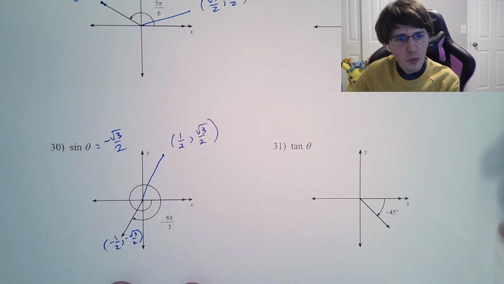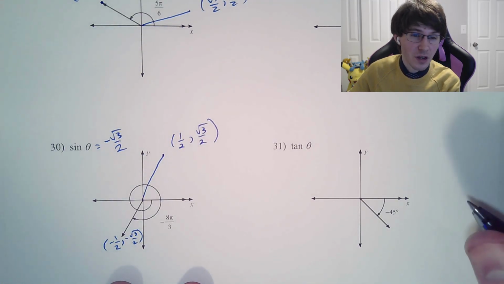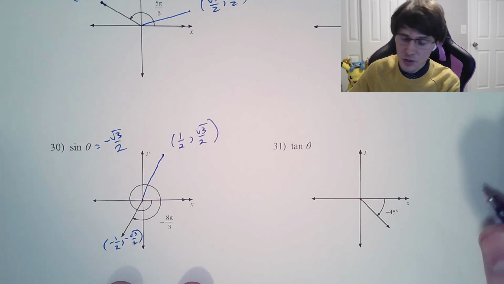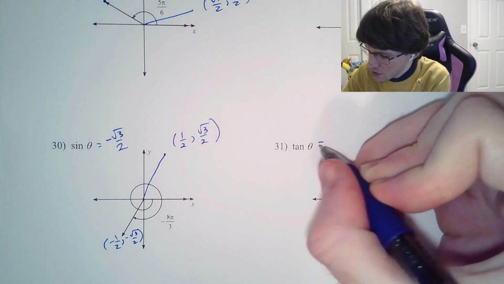I'm not going to go through the whole process on this last one, number 31, but we have that 45-degree angle. A couple different ways to do it. Use that unit circle. Use your memory of the 1, 1, square root of 2 triangle, the 45-45-90 triangle to remember. And if you do so, you will end up getting that the tangent of theta here is -1.